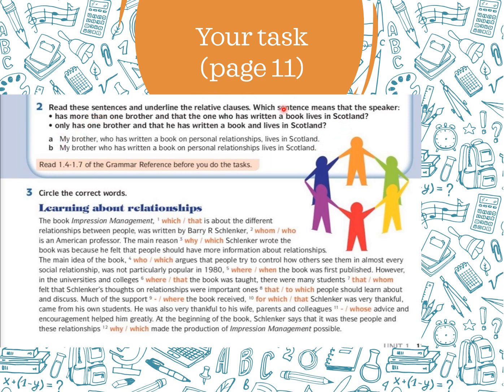So, yang kedua, which sentence means that the speaker only has one brother and that he has written a book and he lives in Scotland. Yang mana? Yes, yang kedua lah. My brother only has one brother lah yang ni. Okay, the speaker only has one brother. My brother ni lah who has written a book, and he has written a book and lives in Scotland. My brother, bukan orang lain, my brother who has written a book on personal relationships lives in Scotland. So ini yang dimaksudkan dengan who di sini.